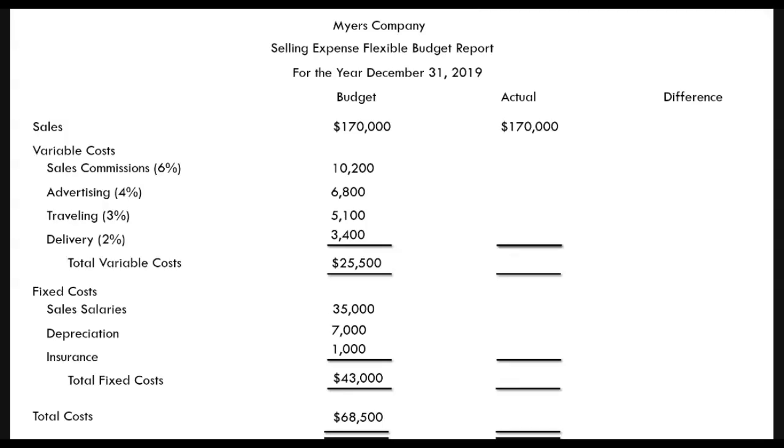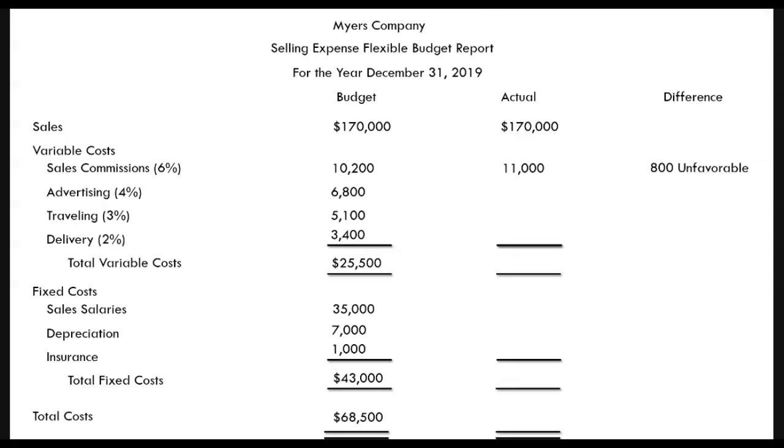Then we come over to the actual. And we were told that our actual sales commissions were $11,000. And again, that came from the chart on the last slide that we had. So if we budgeted for our sales commissions to be $10,200, but they were actually $11,000, that's a difference of $800, and it's unfavorable because our actual cost was more than our budgeted cost, right? We want our costs to be low. So favorable would mean that our actual cost was less than our budgeted cost. But if our actual exceeds our budgeted amount, that's when we run into this unfavorable difference.